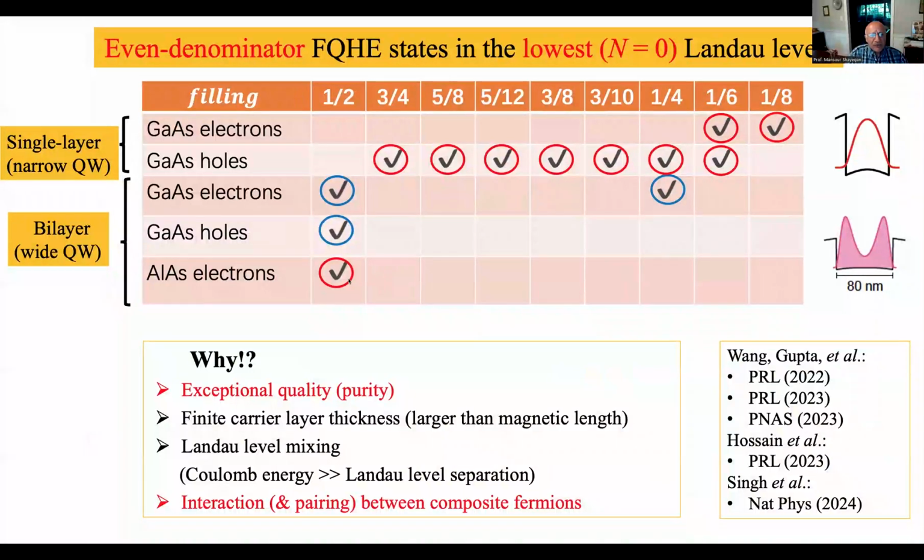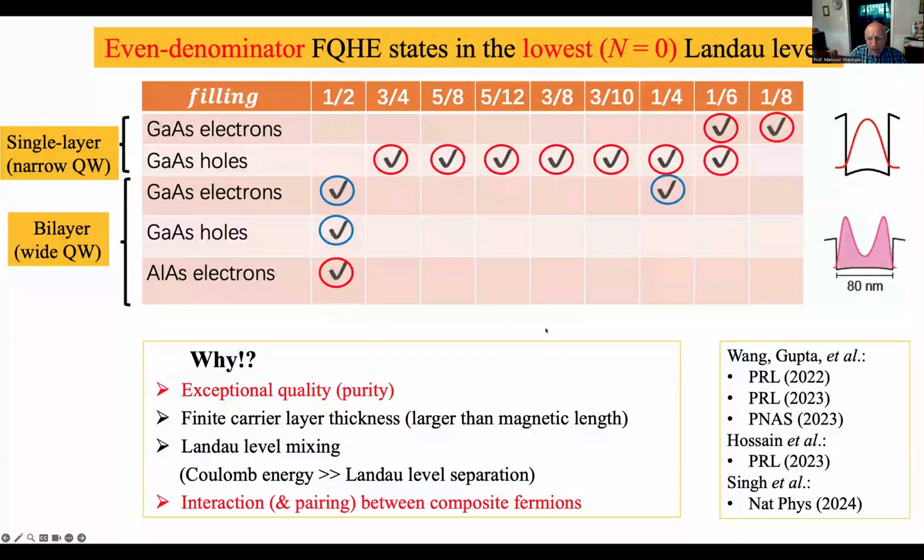In the past few years in our lab, with this improvement in the quality, we are now seeing a whole bunch of even-denominator fractional quantum Hall states in the n equal to 0 Landau level, in the lowest Landau level. 1/2, 3/4, these are some of the ones that we see in different systems. Electrons, holes, wide quantum wells, and so on.